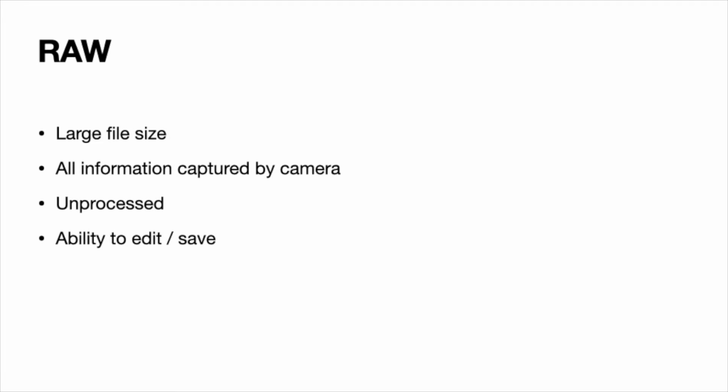Now, a RAW file essentially is the largest file size you can get out of a camera, and what the camera does is it captures all of the information for an image and then it saves that to the camera without doing any processing in camera. This means that once you go into your editing software, that file will have all of the information in it.